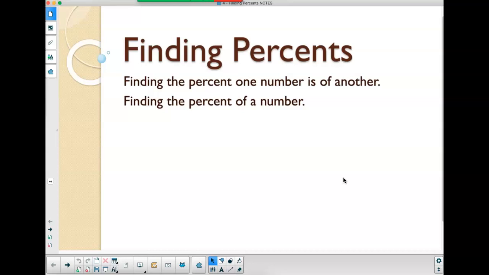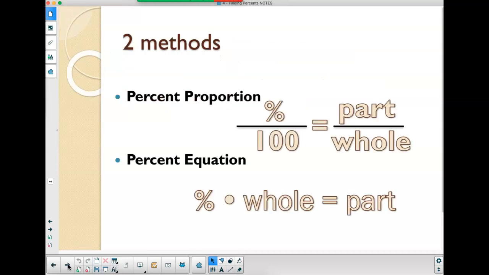We are going to work on finding the percent one number is of another and finding the percent of a number. So when we do this, there are two methods for this. This is in your notes. We can either use the percent proportion or the percent equation. To me, it does not matter which one you use. They both give you the same answer. It's whichever one you like better.